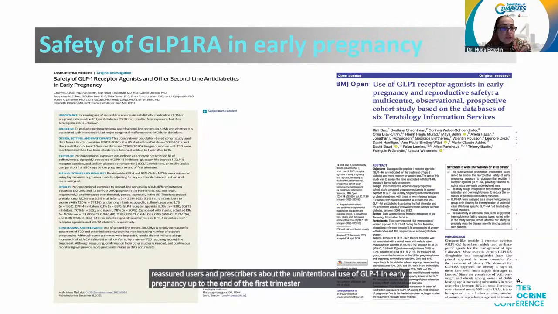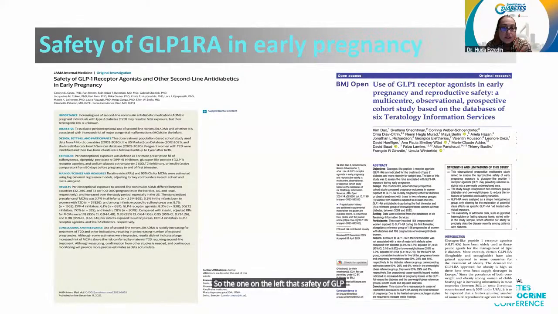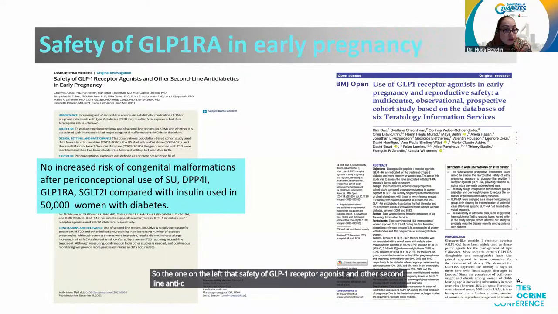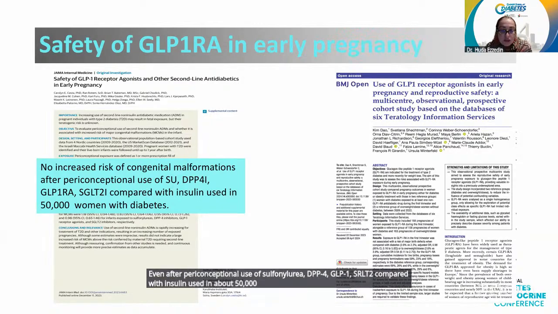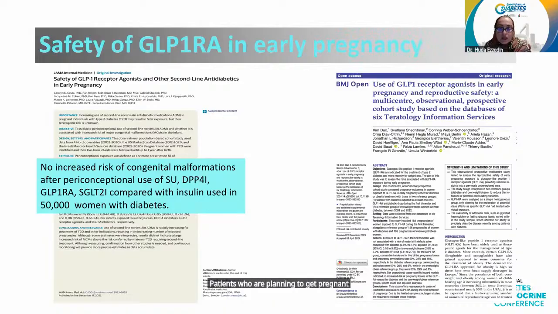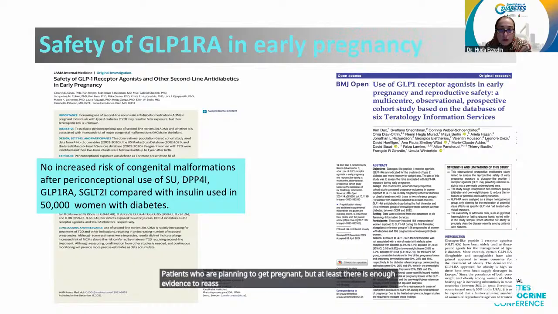So the one on the left, the safety of GLP-1 receptor agonists and other second-line antidiabetics in early pregnancy: there was no increased risk of congenital malformations even after periconceptional use of sulfonylurea, DPP-4, GLP-1, SGLT2 compared with insulin, used in about 50,000 women with diabetes. This does not mean that we should continue prescribing those medications for patients who are planning to get pregnant, but at least there is enough evidence to reassure us that hopefully nothing bad will happen to the fetus or to the mother.